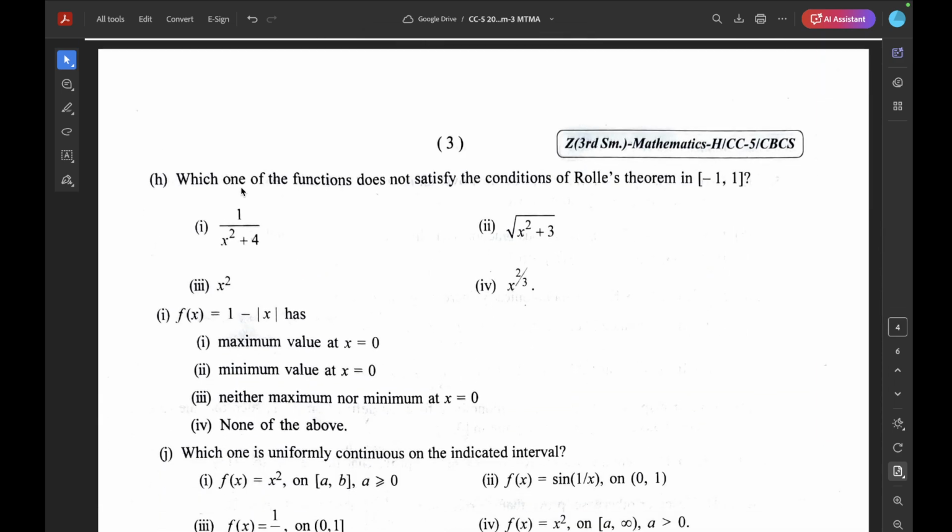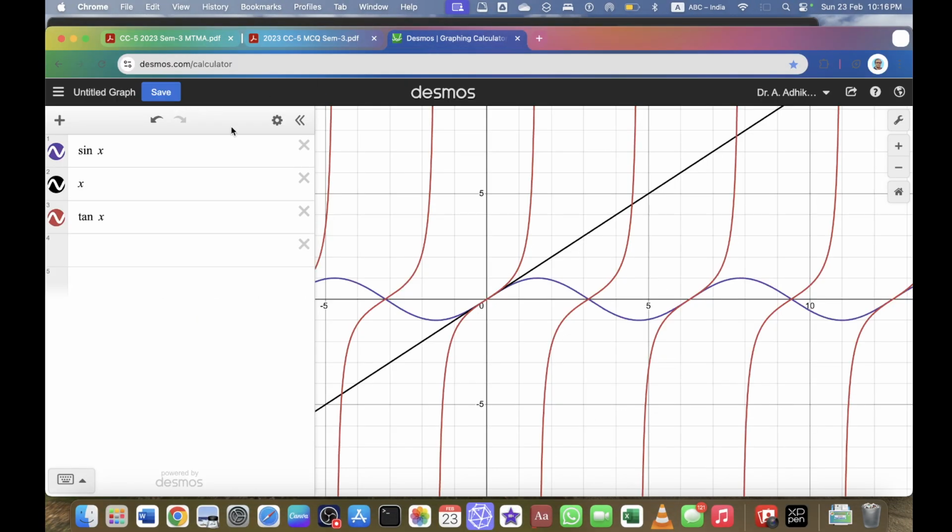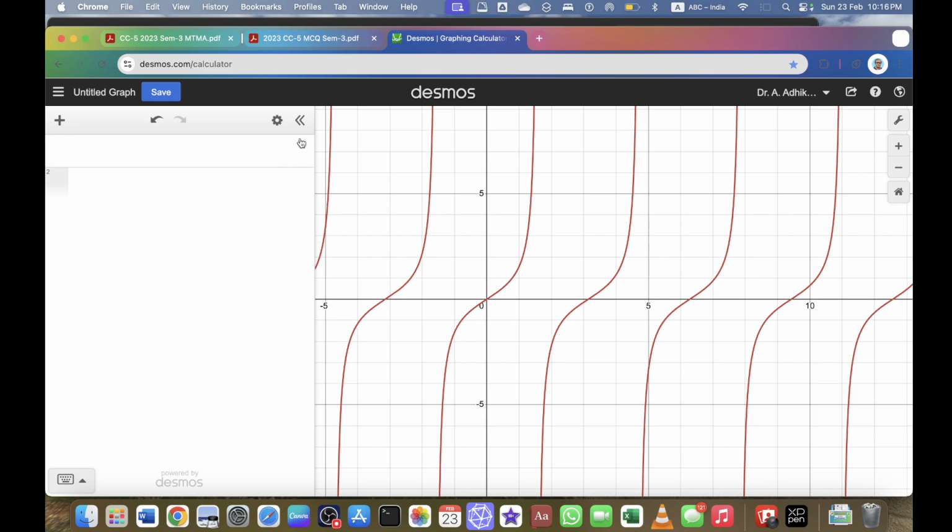Next question is, which one of the functions does not satisfy the condition of Rolle's theorem in the closed interval minus 1 to 1? The correct option is 4, x to the power 2 by 3. First we draw the graph of x to the power 2 by 3.